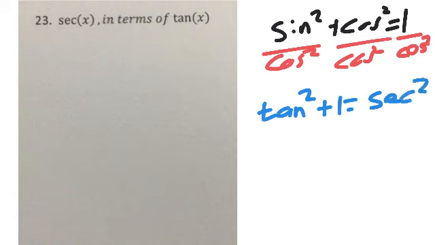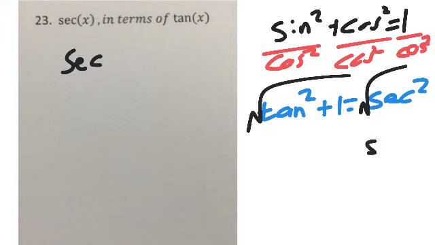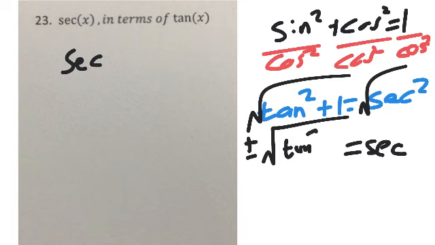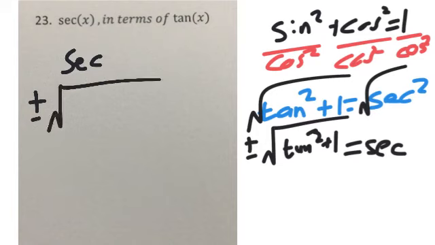So now I've got secant, and I want to rewrite it in terms of tangent. Secant squared is already isolated, so I would take a square root of both sides. That tells me secant equals plus or minus the square root of tangent squared plus 1. And so I'd substitute that in. That's plus or minus the square root of tangent squared of x plus 1.